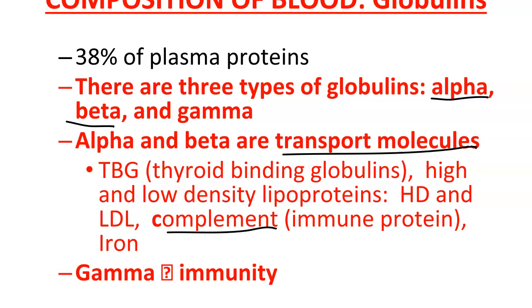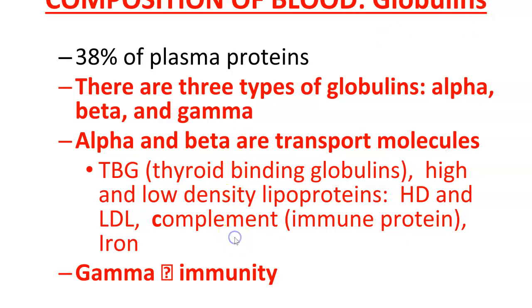Gamma globulins, on the other hand, are immune proteins secreted by immune system cells. So antibodies, for example, are gamma globulins. So notice the difference between complement, which is an immune protein made by the liver, versus gamma globulins, which are immune proteins made by immune system cells.